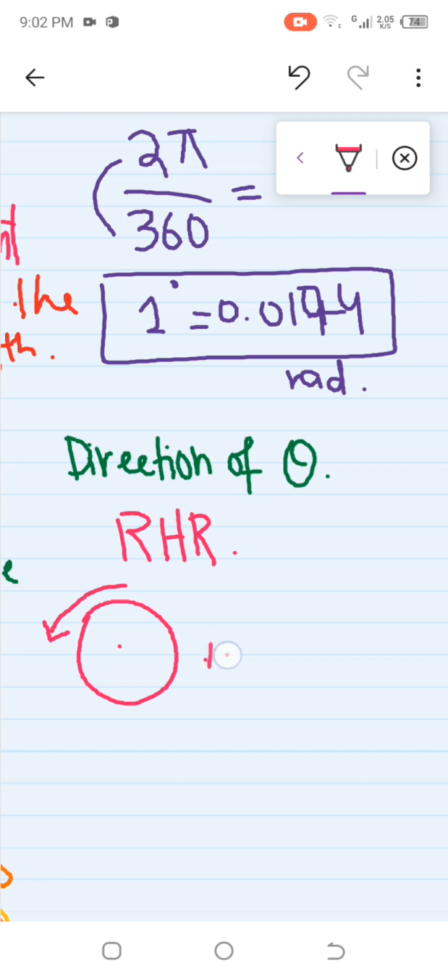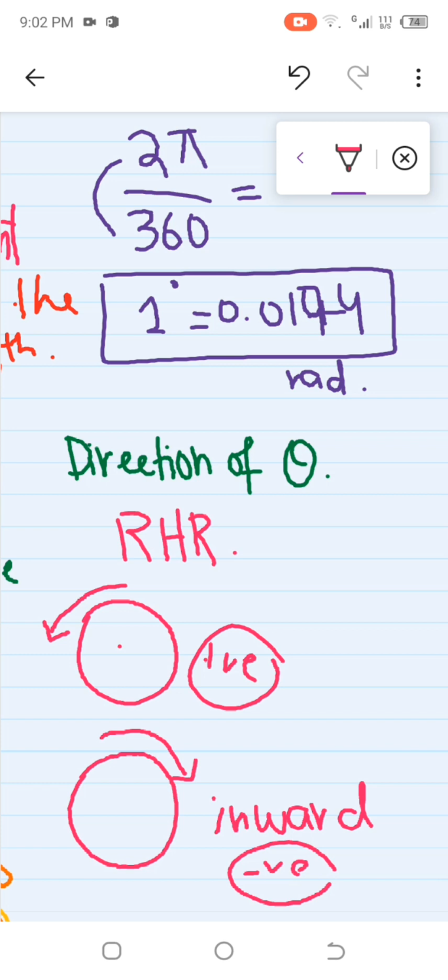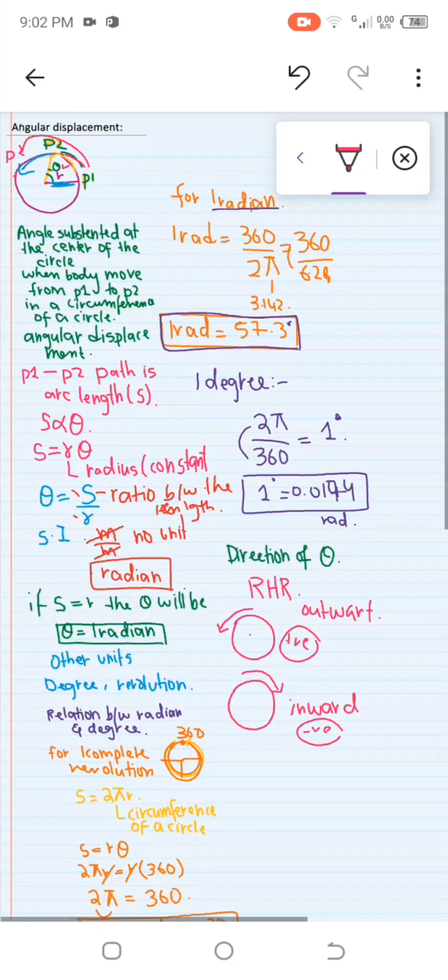positive. And for the clockwise, when you move your hand clockwise, the direction will be inward. And inward direction is always negative, and when you move outside, it will be positive and outward. Okay, you can do it by putting your palm in the direction of anti-clockwise and clockwise, and you will find the thumb will give you the direction. So I hope that it is clear to you guys.